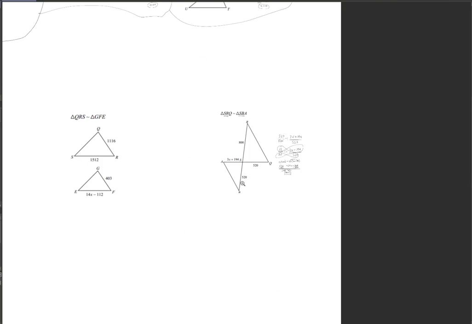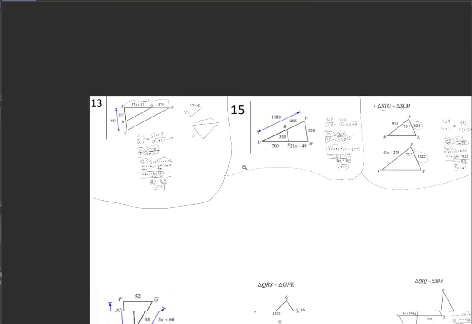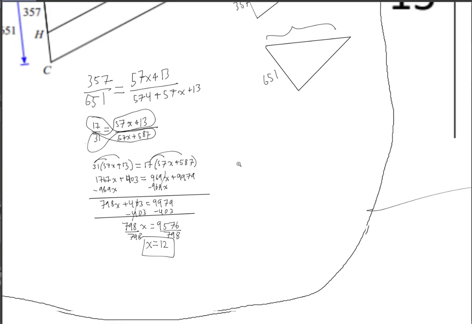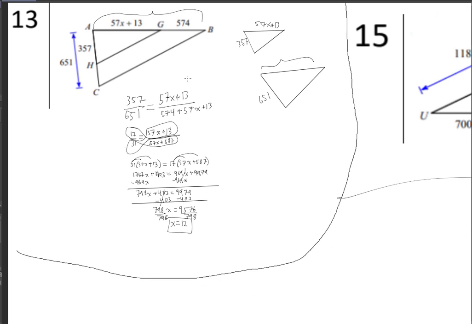All right, so I just want to review real quick a couple things that we did, and then I'm going to sign off for tonight. Hopefully these were helpful examples. I do know that with the large numbers it does make it tough, but let's ignore the large numbers for a second and look at the process. Basically, what we did was we created ratios. We used the 357 is to 651, what 57x plus 13 is to the total, and we came up with the total by adding the 57x plus 13 to the 574. So that's how we got this number here.